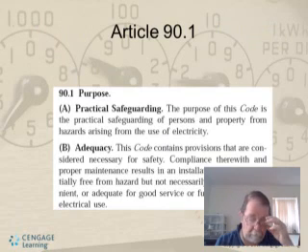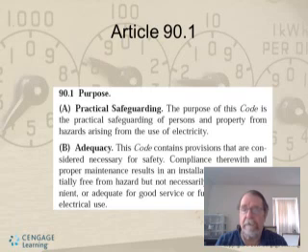Now we're going to get into Article 90.1. All of Article 90 is depicting, if you looked in the NEC, some of this text taken right out of the book. And the purpose is a practical safeguarding. The purpose of this code is safeguarding of the persons and property from arising hazards. And why are you using electricity?